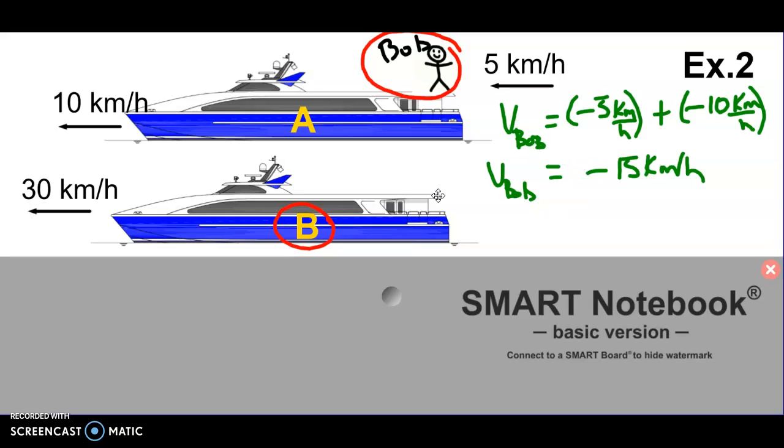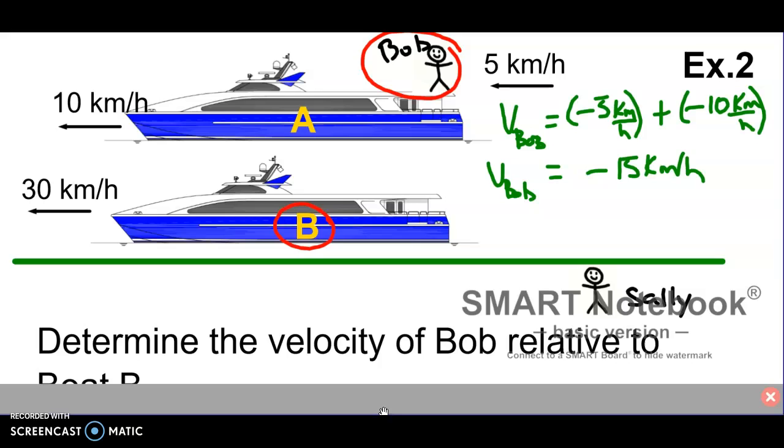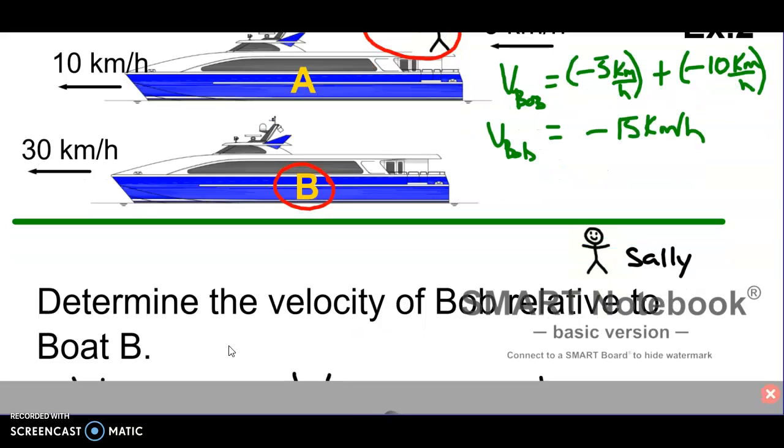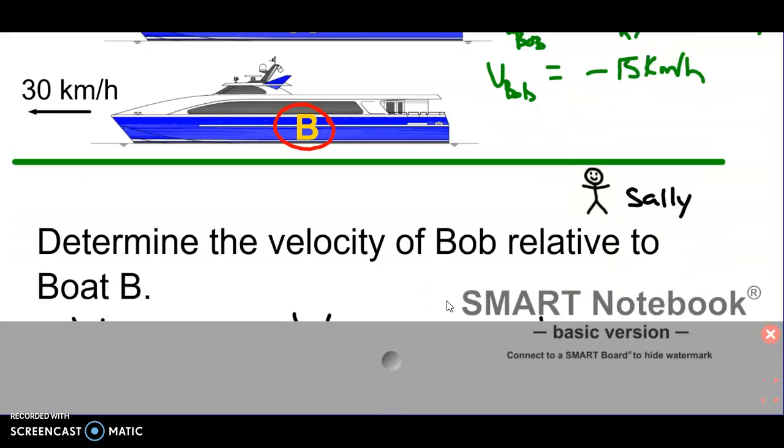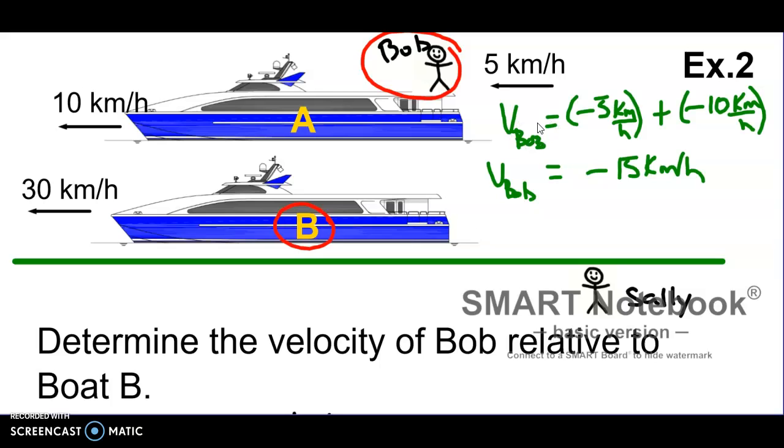Our question is to determine the velocity of Bob relative to boat B, but first we need to know the velocity of Bob. There are 2 velocities here. We have negative 5 kilometers per hour plus positive 10 kilometers per hour, because that's in that direction. We're going in the negative direction. So the velocity of Bob is negative 15 kilometers per hour.